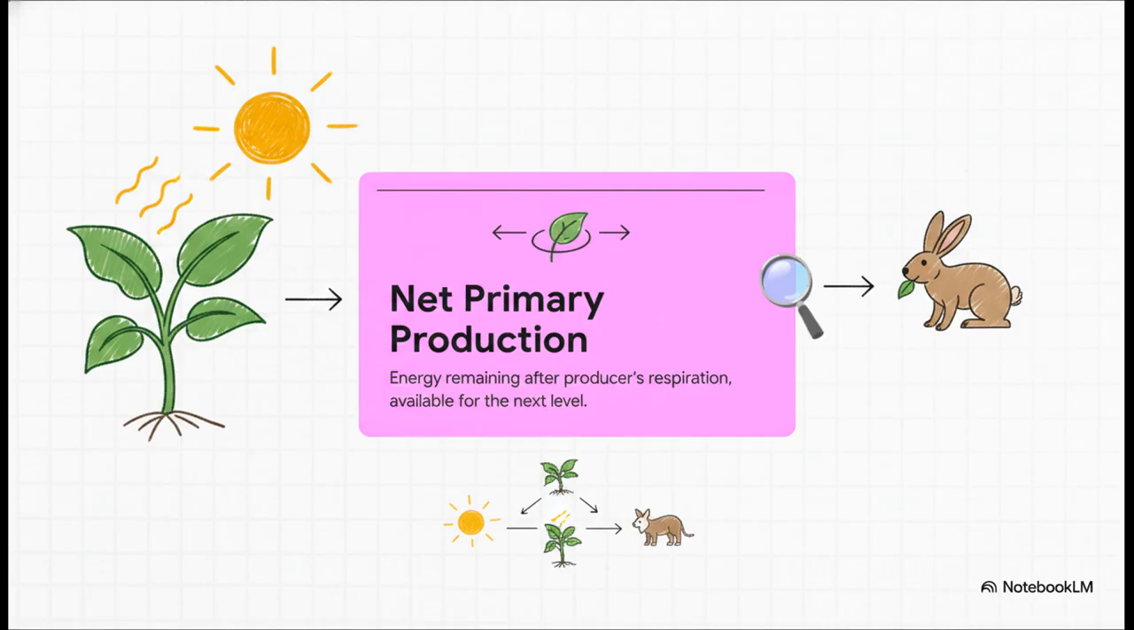They've got to live. The energy they use just to survive, their respiration, gets subtracted from that total. What you're left with is net primary production, the profit. That's the actual usable biomass that's on the menu for herbivores.